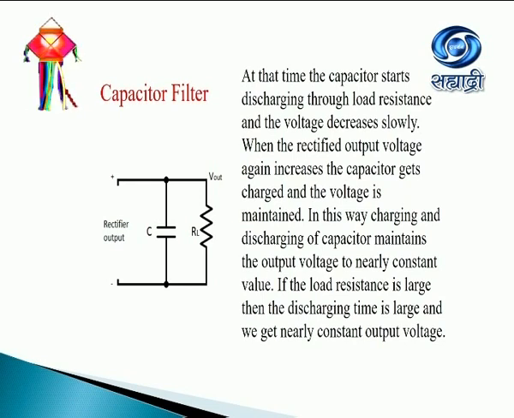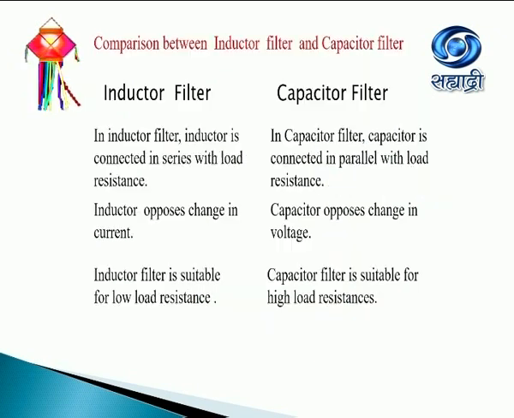When the rectified output voltage again increases, the capacitor gets charged and the voltage is maintained. In this way, charging and discharging of a capacitor maintains the output voltage to nearly constant value. If the load resistance is large, then the discharging time is large and we get nearly constant output voltage.